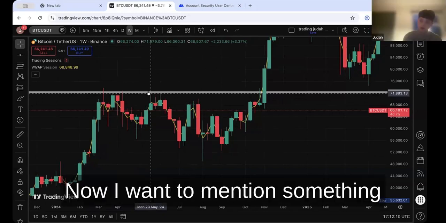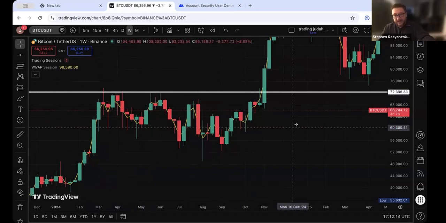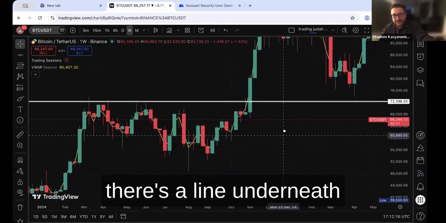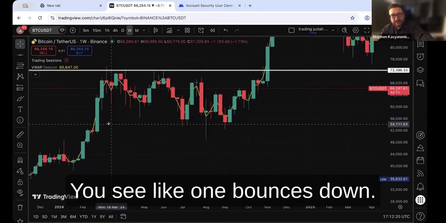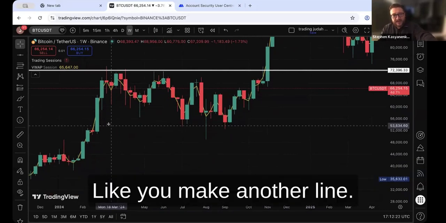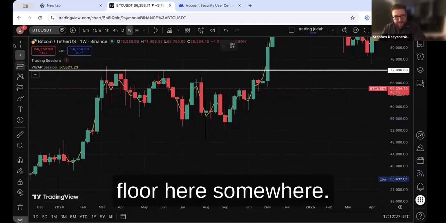Yeah. I want to mention something. I see on the other side, it also looks like there's a line underneath where it bounces up. You see one bounces down. Can you make another line? It seems like there's another imaginary floor here somewhere.